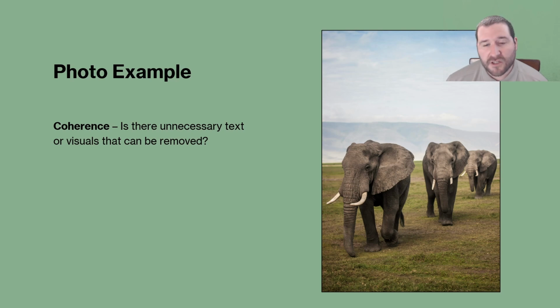Is there a secondary structure we can add to address these issues? Okay, so our first example, we're looking at coherence. Is there unnecessary text or visuals that can be removed? Well, if I'm looking at these elephants, I wouldn't say anything is too distracting here. I think it's a pretty good picture.